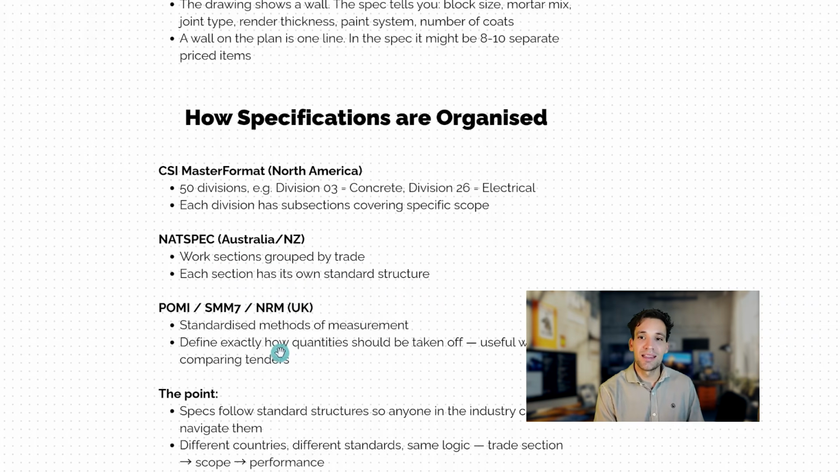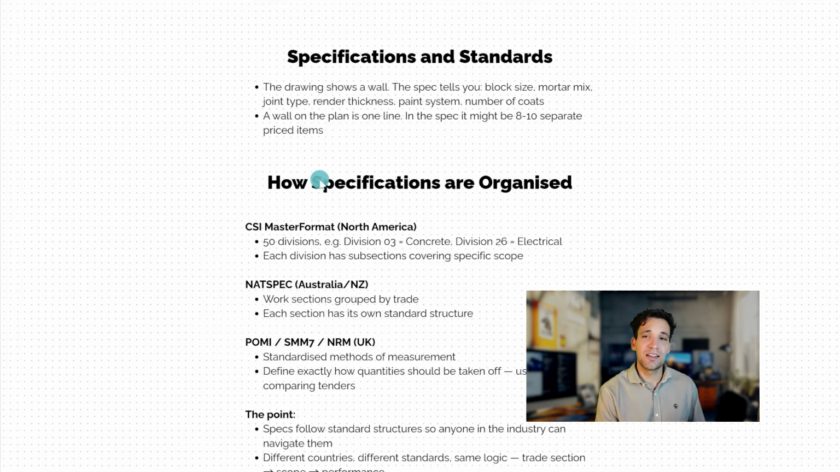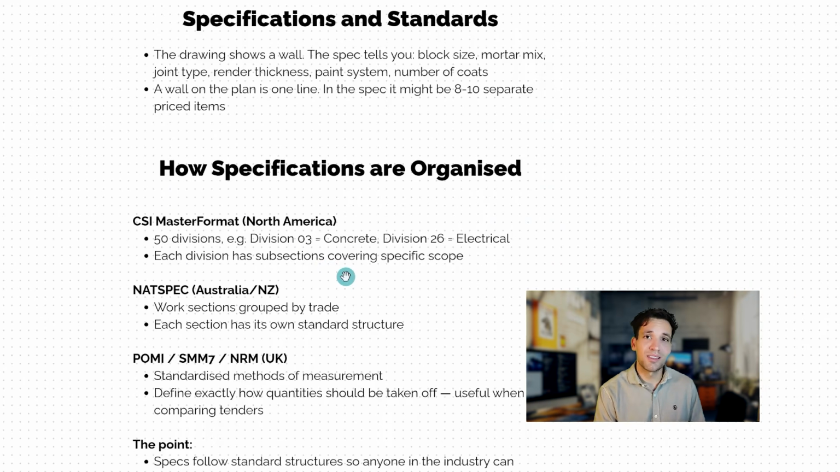In the UK, they have standard methods of measurement and standard specification structures, but again, it really depends where you are. CSI is probably the most widely used one, and I think it is a great approach to organizing construction data because there is a consistent approach to it. In Australia, really, from what I've seen, there's no consistent framework that's adopted broadly.